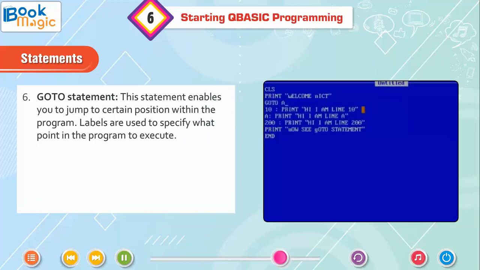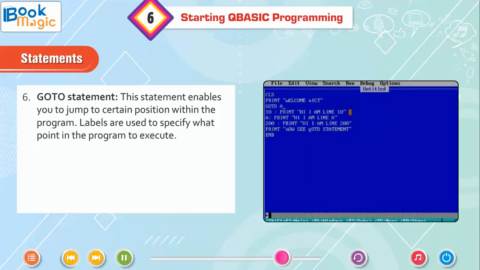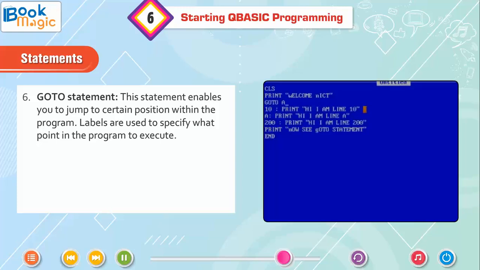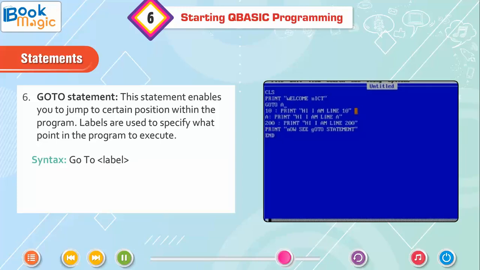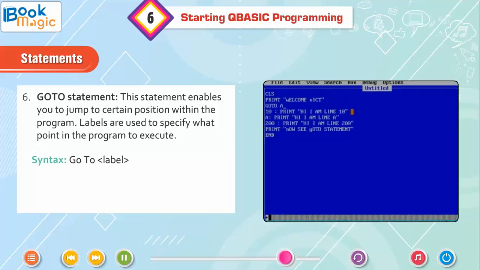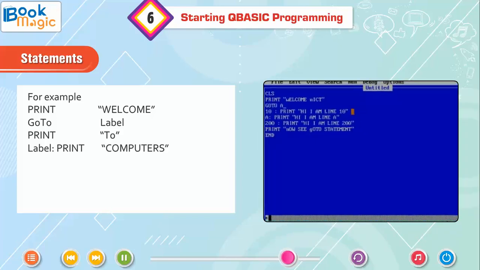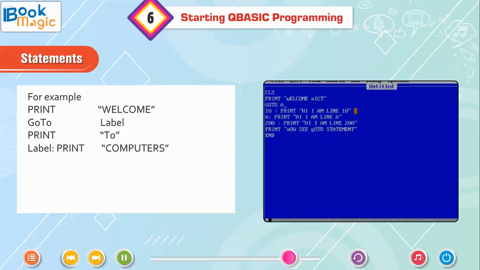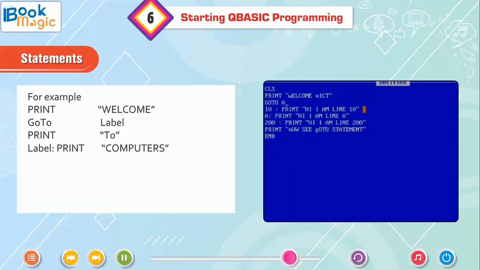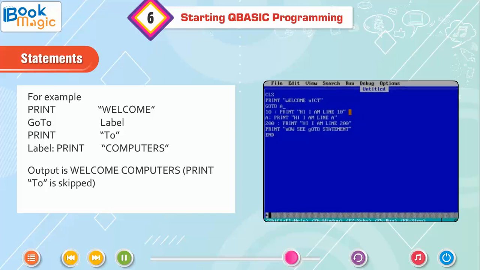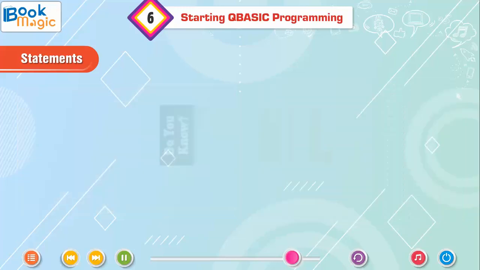6. GOTO statement. This statement enables you to jump to a certain position within the program. Labels are used to specify what point in the program to execute. Syntax: GOTO <label>. For example, PRINT "Welcome", GOTO label, PRINT "to", label: PRINT "computers". Output is "Welcome computers", PRINT "to" is skipped.